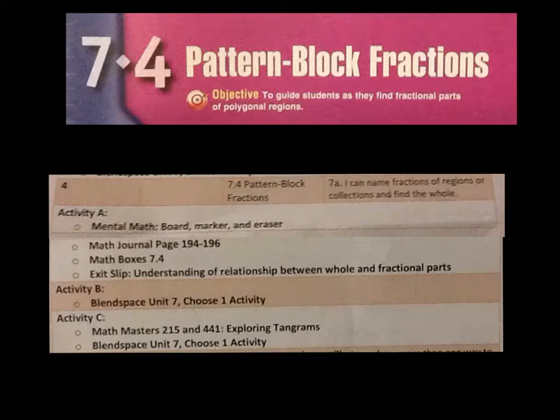Good morning, mathematicians. Today we'll be doing lesson 7.4, Pattern Block Fractions. The objective of the lesson is to guide students as they find fractional parts of polygonal regions.